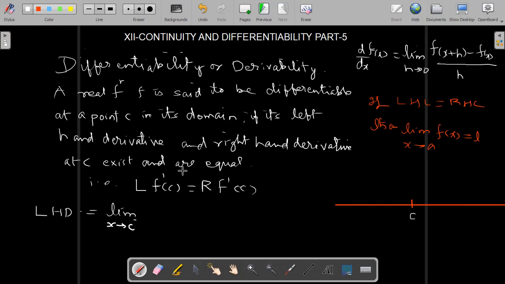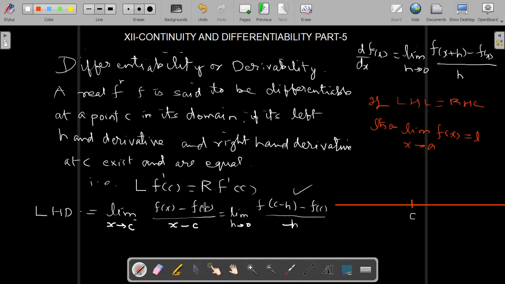Now come back to the left hand derivative. In order to find the left hand derivative, we can write f(x) minus f(c) divided by x minus c, and you can also use this formula directly: limit h tending to 0, where x is replaced by c minus h, so f(c minus h) minus f(c), divided by c minus h minus c. The c cancels, only minus h is left, so negative h will come. For left hand derivative, this formula will be used.